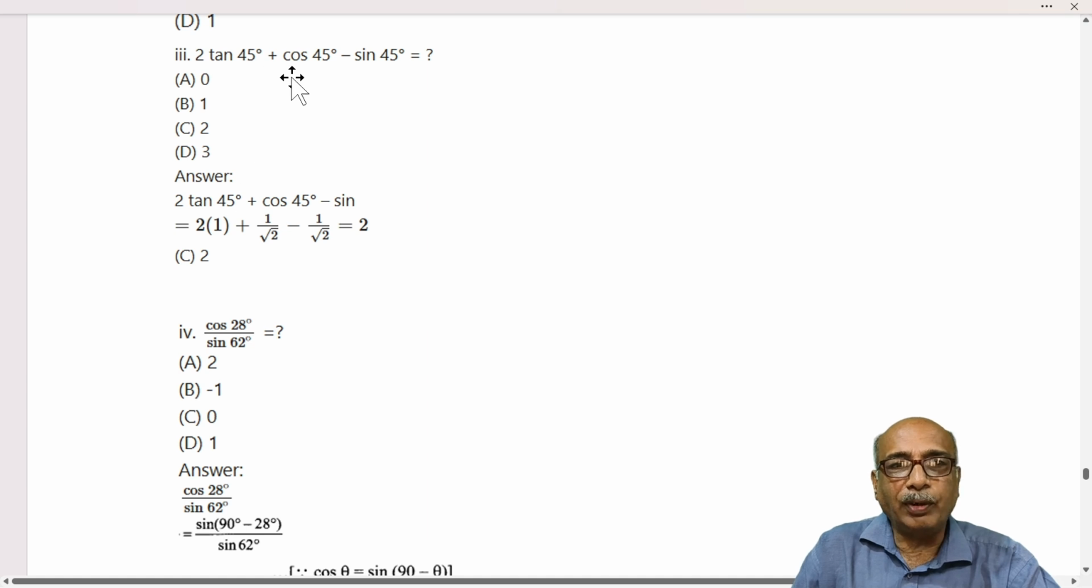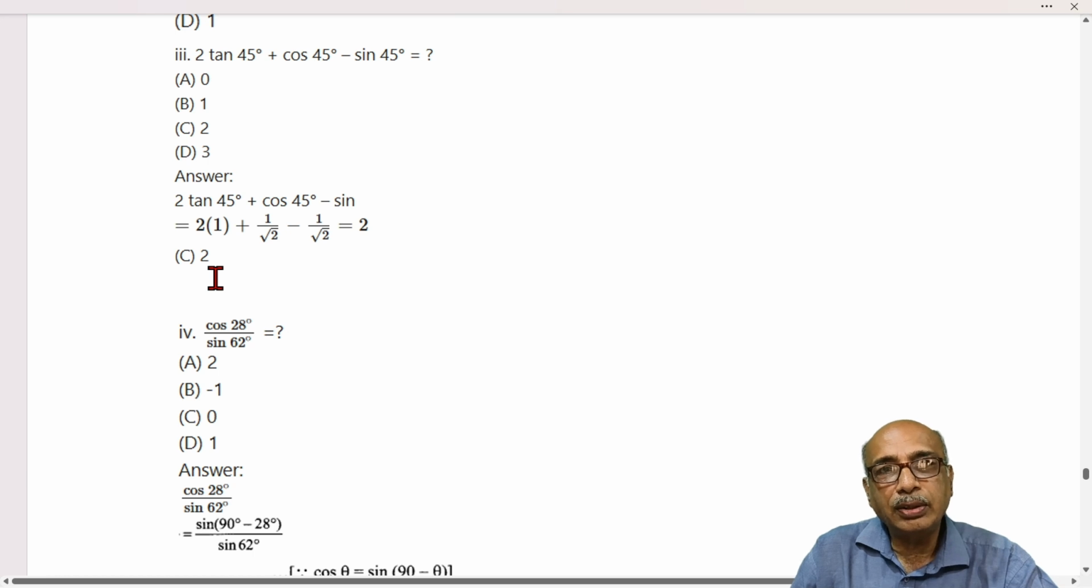2 tan 45 plus cos 45 minus sin 45 equals? When you simplify this by substituting the values, you get 2 into 1, plus 1 by root 2 minus 1 by root 2 get cancelled. So 2 into 1 is 2. So C is the option.